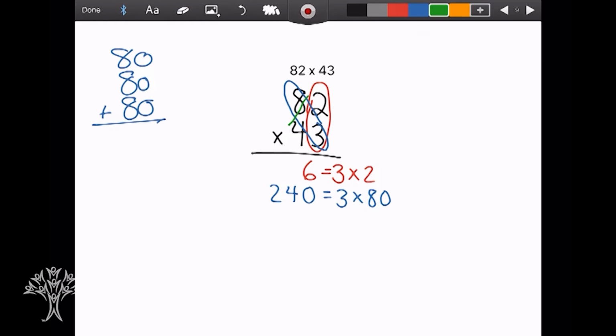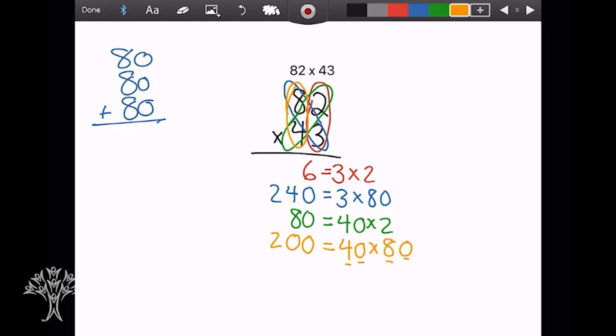Our next step is we're going to go across this way. We're going to go 40 times 2. 40 plus 40 is 80. And then our last one, up and down this way, 40 times 80. I'm hoping that you're really seeing that pattern. How we go up and down and then crisscross and then up and down again. And I'm thinking 4 times 8. I know that's 32, but we've got a couple zeros in here. So it goes over a couple more place values.